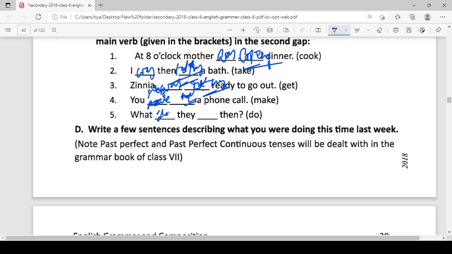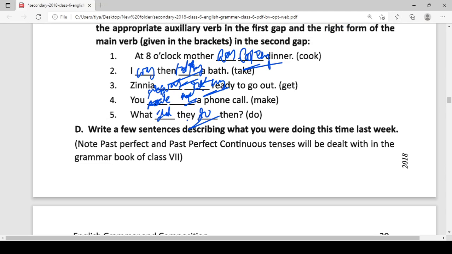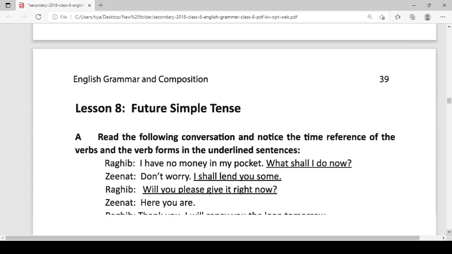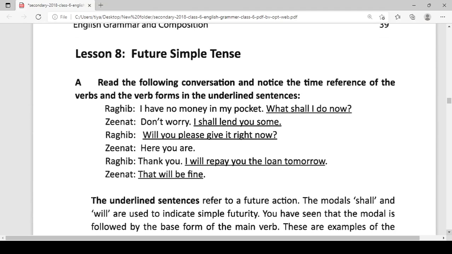What did they do then? Okay, it means what did they do about it. So this is the past continuous tense. Now we have done the present continuous, and we had the past perfect tense. Now we have the future simple tense.